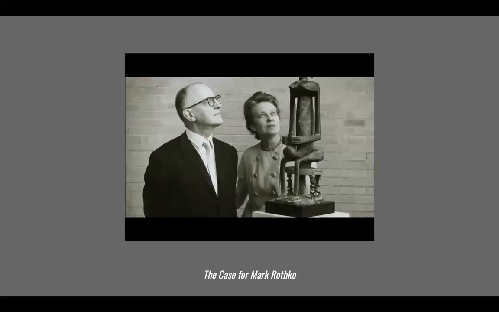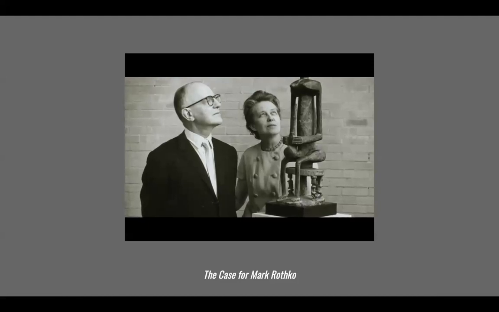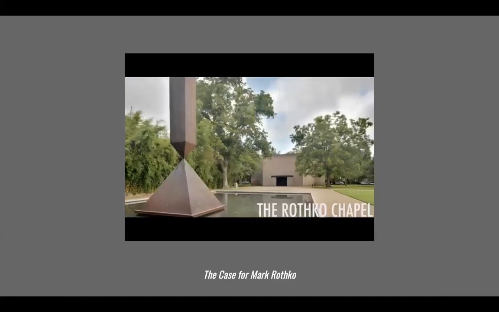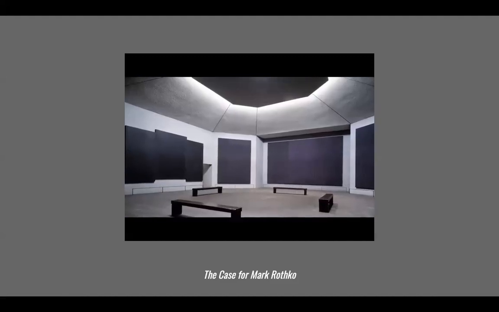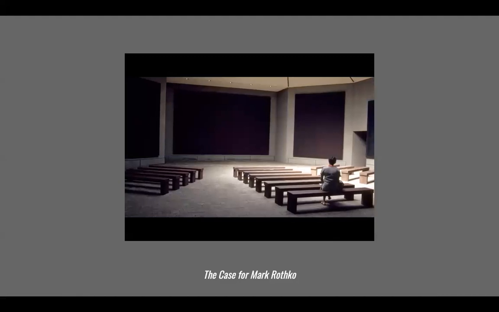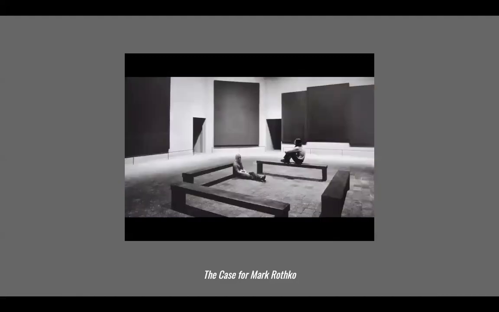In 1964, de Menil and her husband John commissioned Rothko to paint a set of murals for an octagonal chapel in Houston, Texas, which you can visit today. The murals are somber, using dark maroon, purplish red, and black. With these, he wanted to create a sense of enclosure and a space for meditation.